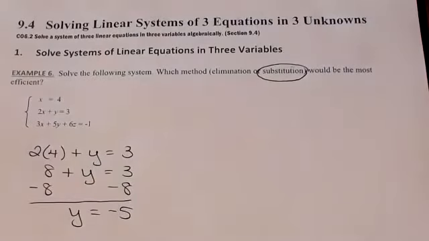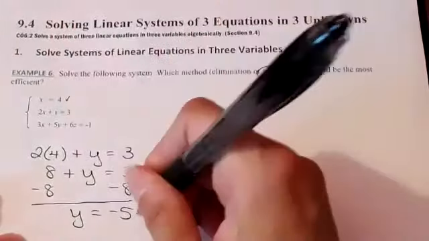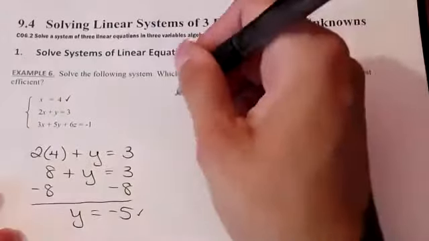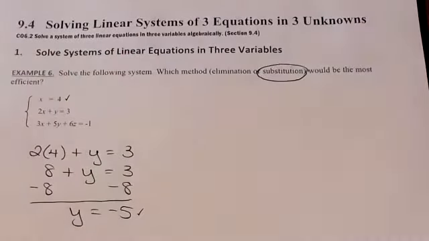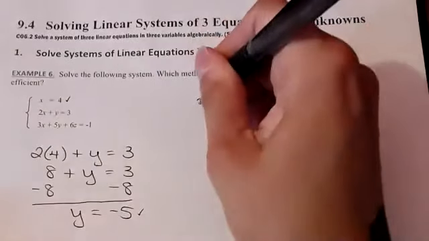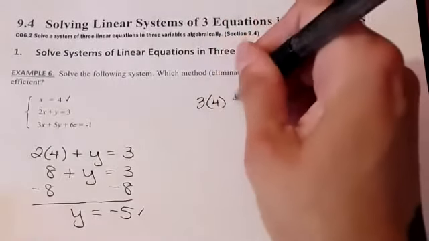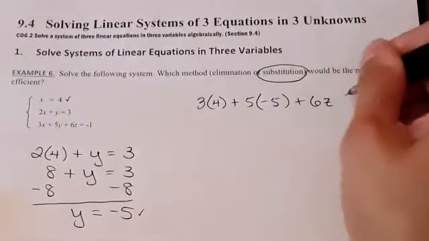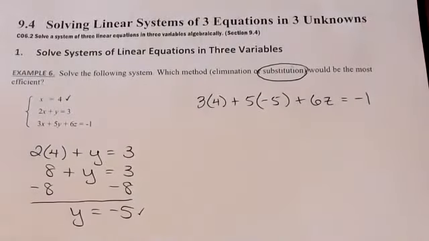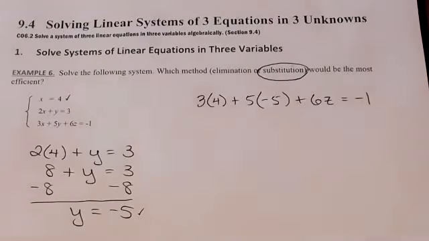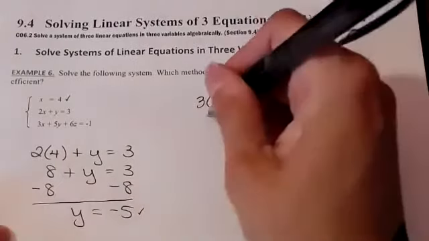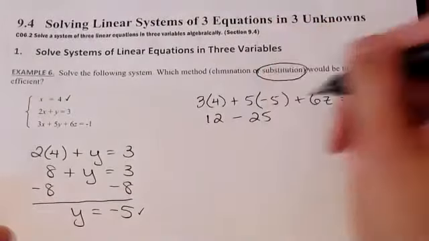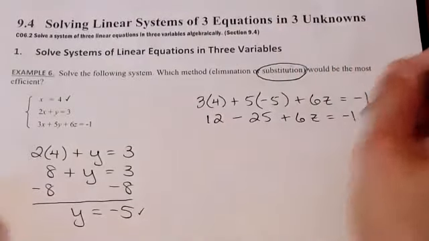So notice that now I know that x is 4 and y is -5. Because I have these two, x equals 4, y is -5, I'm then going to plug into my third equation so that I can find z. So we have 3 times x, and x is 4, plus 5 times y, and y is -5, plus 6 times z is equal to -1. Perfect. I like this flow because you're building on your solutions. So we have 12 minus 25 plus 6z is equal to -1.